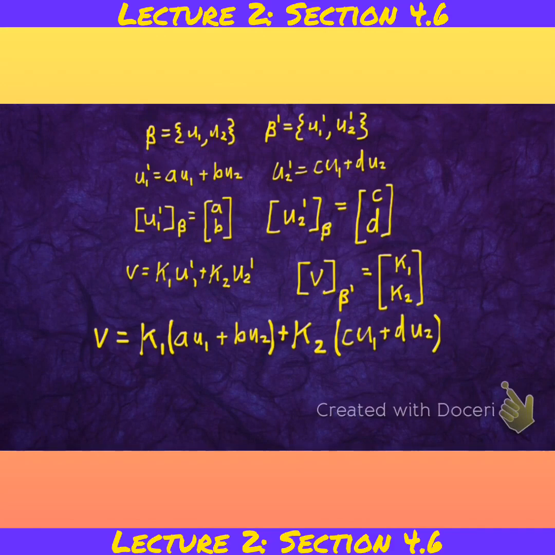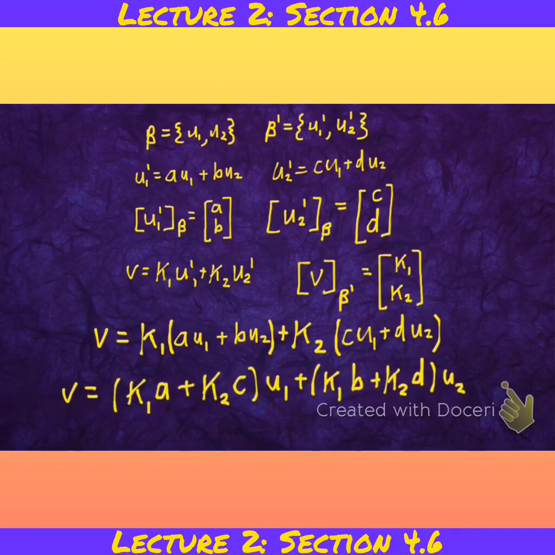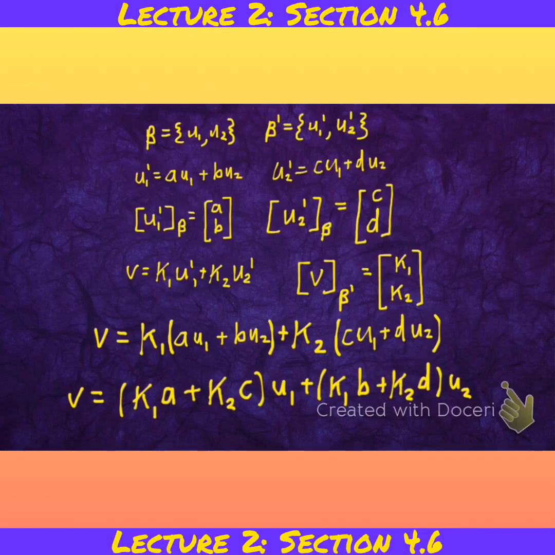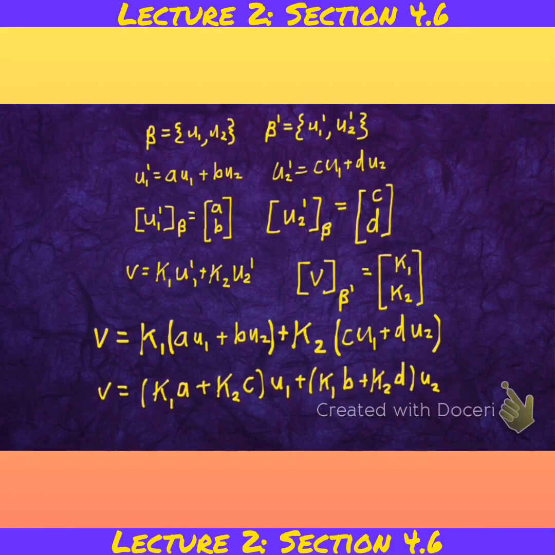Okay, and then simplifying, we obtain... right, there we go. We found our simplification. And note now that we've expressed v as a linear combination between u1 and u2. And remember, the representation of a vector in terms of a basis is always unique.